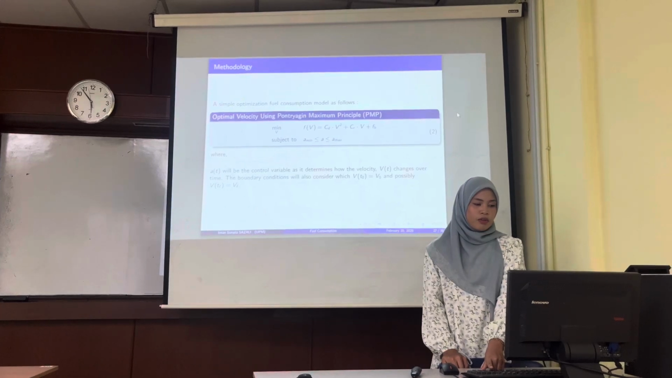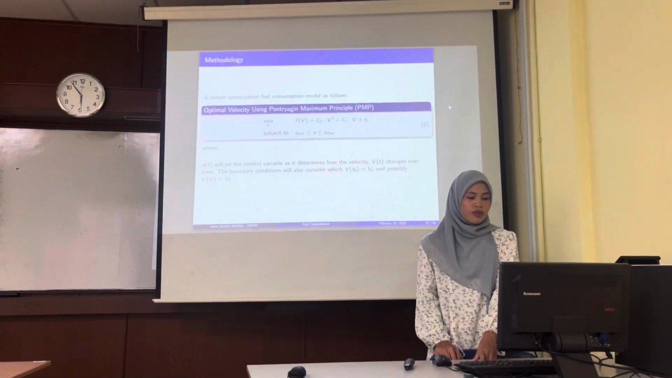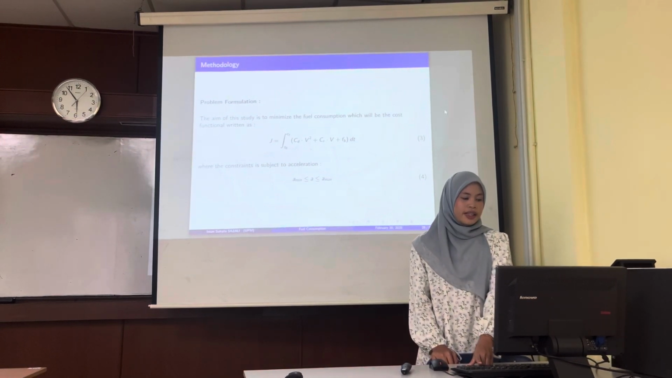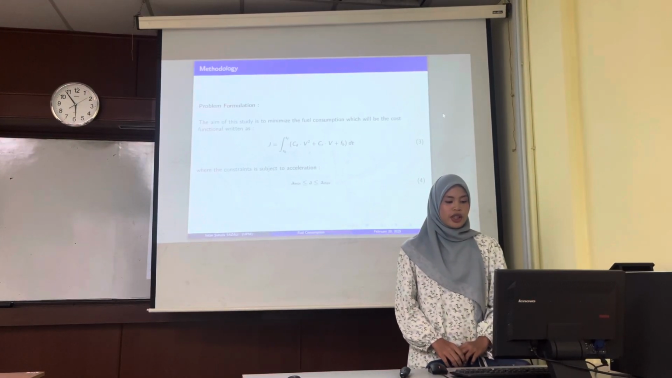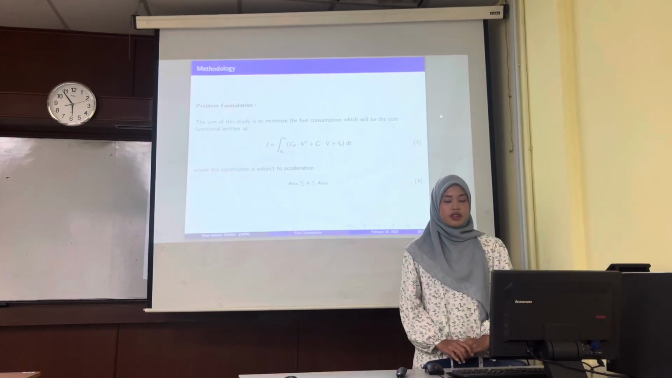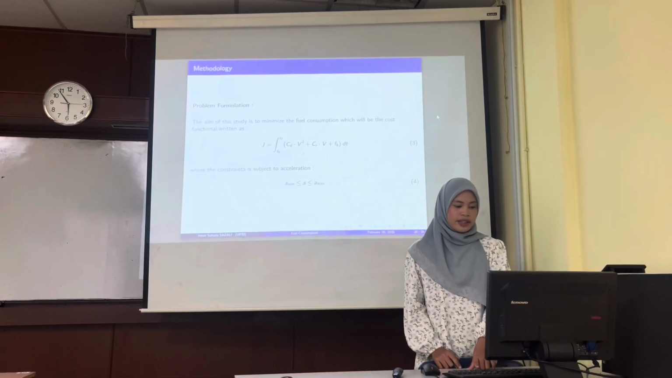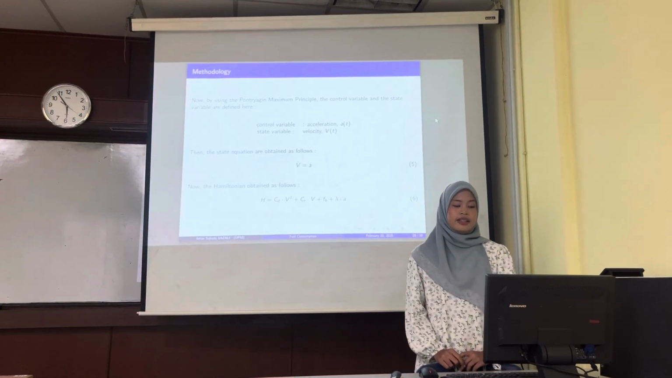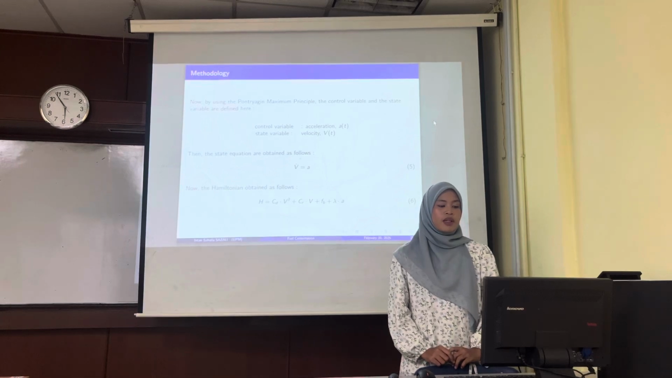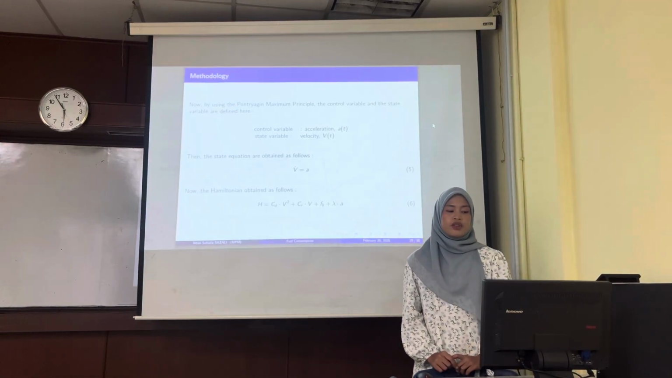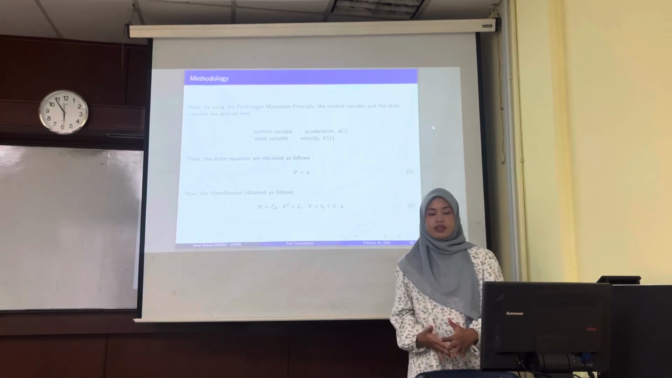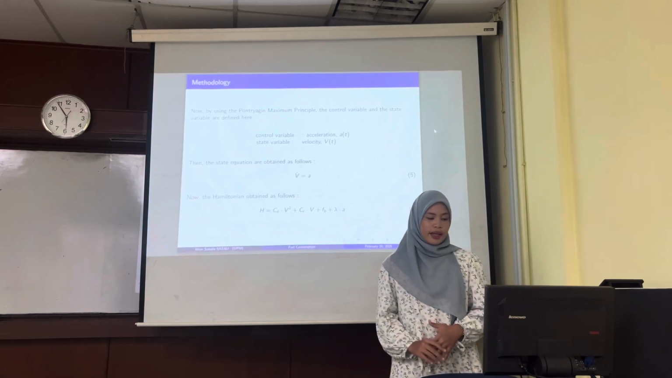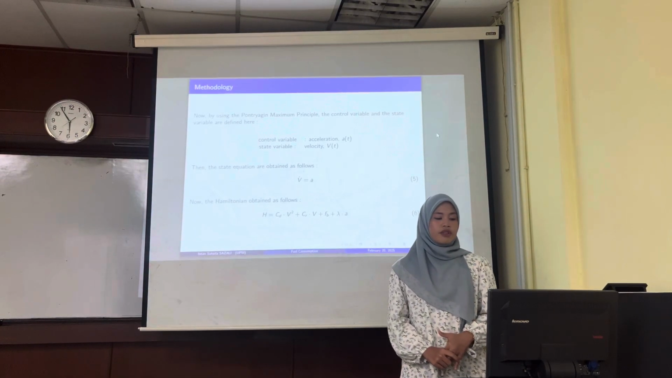So this is the simple fuel consumption optimization, where the constraint is the acceleration. This is the problem formulation. The aim of this study is to minimize the fuel consumption, which will be the cost functional J, and the constraint is subject to acceleration. The control variable is acceleration. The state variable is velocity, because acceleration is what we need to control to get the exact value of velocity. So the state equation is obtained as follows: V dot is equal to A, which is acceleration, equal to dV over dt.